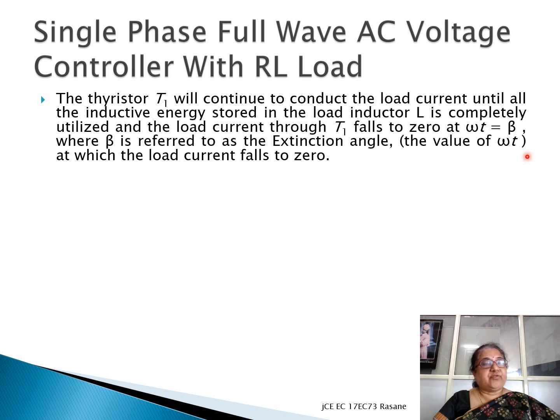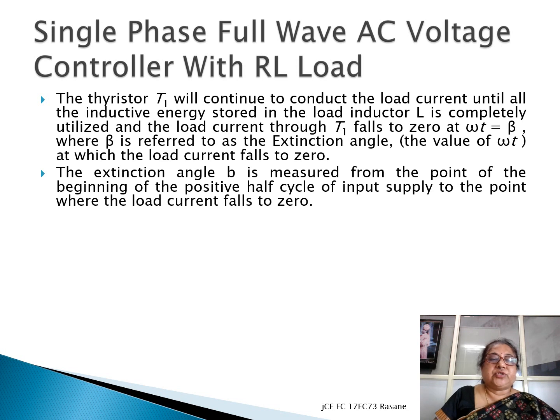We'll see this in the waveform again, where beta is referred to as the extinction angle, because at this point the current through T1 will have stopped flowing and the inductor will have completely discharged its energy, which is the value of omega t at which the load current falls to 0. So the extinction angle beta is measured from the beginning of the positive half cycle of the input supply to the point where the load current falls to 0.